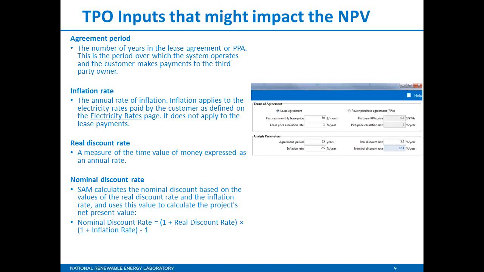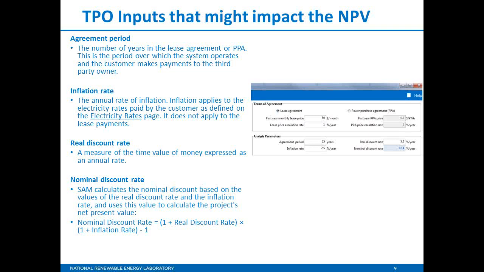And then looking at the second box of inputs related to third-party ownership on the financial page of the inputs, there are a number of analysis parameters. So for those of you familiar with our more complex financial models, this is a significantly reduced set of inputs, and it reflects the fact that the vast bulk of the financial related inputs that we normally have go to now the third-party owner, who, again, we are not representing within SAM.